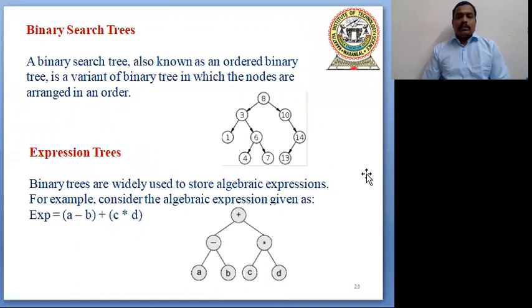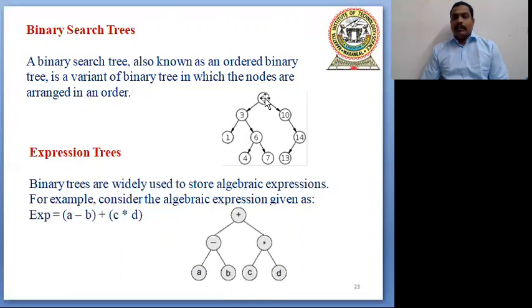Next, binary search tree. What is a binary search tree? A binary search tree, also known as an ordered binary tree, is a variant of binary tree in which the nodes are arranged in an order. Which order? The left side of the root node should be less than the root node, and the right side of the subtree must be greater than the root node. This is followed throughout the entire tree; that is a binary search tree.